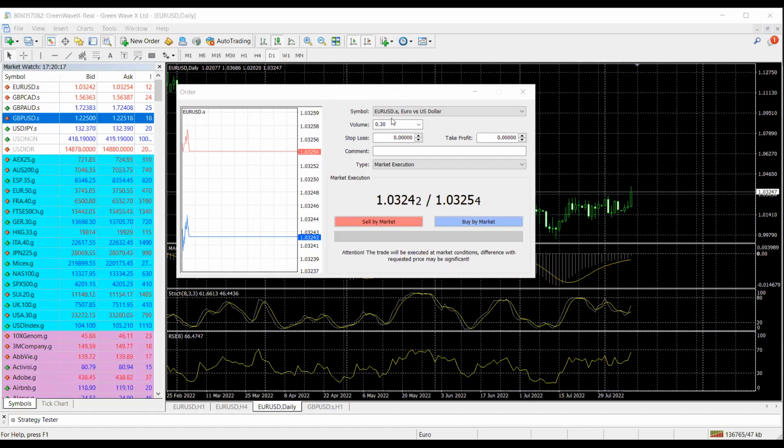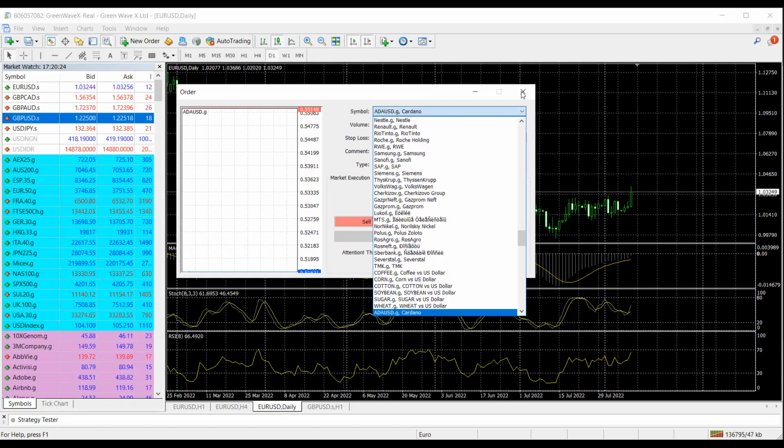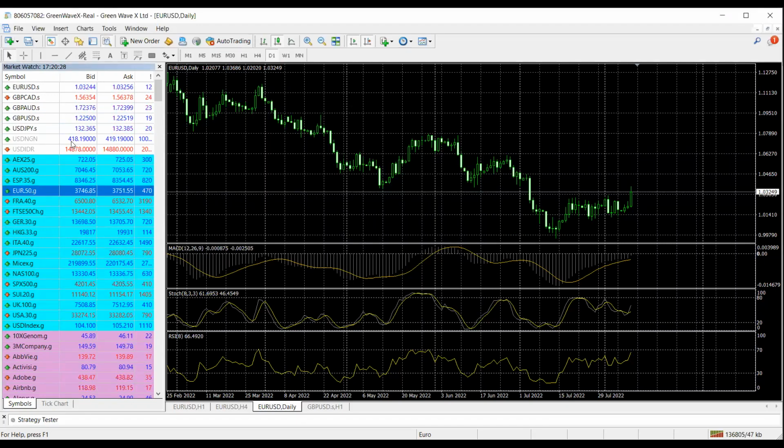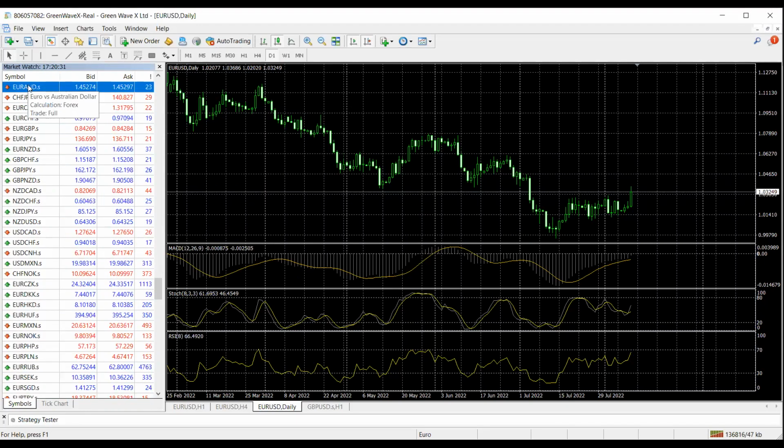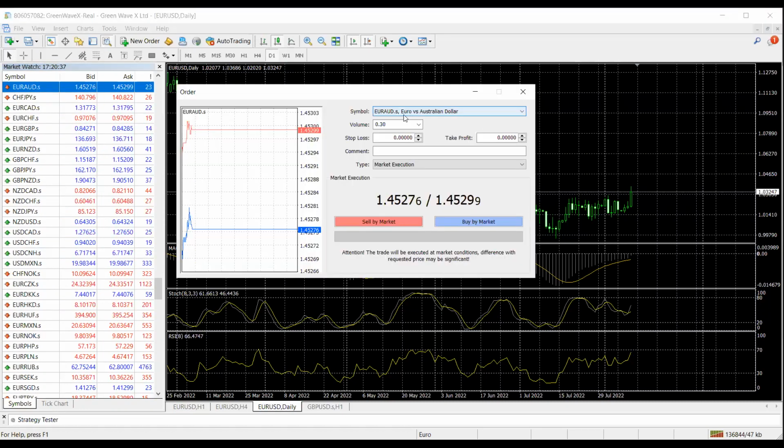Okay, Euro Australian dollar. We switch to Euro Australian dollar. Let me look for Euro Australian dollar. So this is Euro Australian dollar. All right. So I just click on new order on Euro Australian. You can see Euro Australian dollar here.